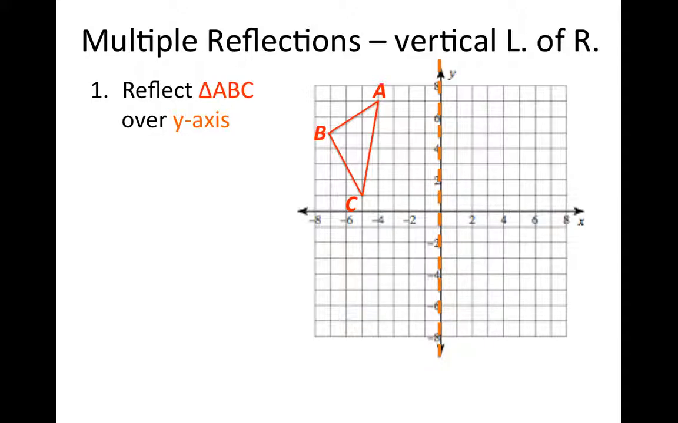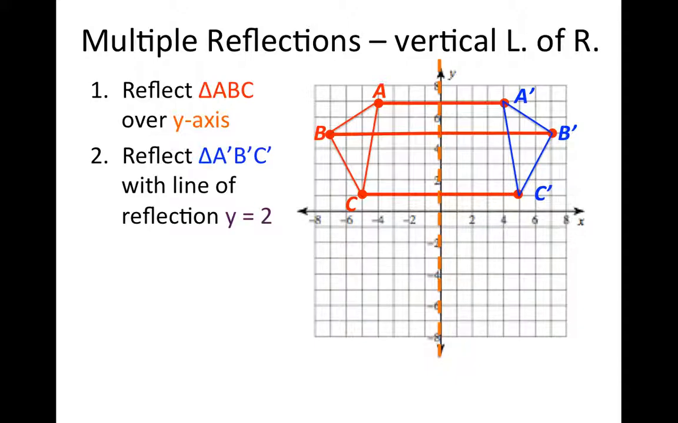So let's do that for A. That's 4 units. And I continue on 4 more units. I'm going to label that point A prime. Do the same thing with B. That's 7 units more, B prime. C is 5 units more. That's C prime. So we'll put this triangle in there in blue. So this is triangle A prime, B prime, C prime, which has been reflected over the y-axis from triangle ABC.